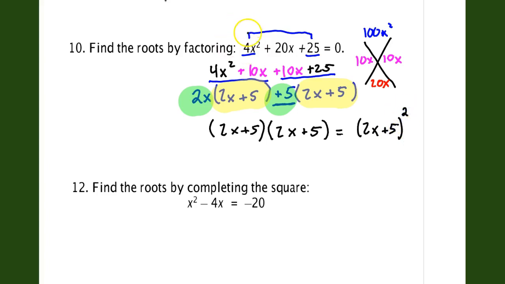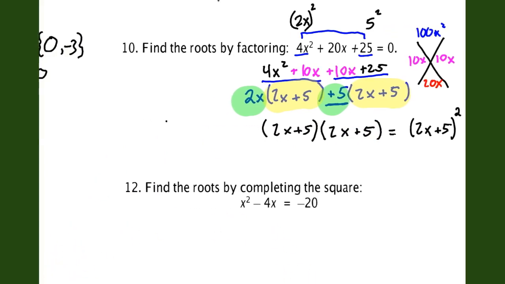If you can pick up earlier that the 4x squared is the same as 2x quantity to the second power, 2x times 2x is 4x squared, and that 25 is 5 squared, you can probably put together that the two binomials here are 2x plus 5 and 2x plus 5. So that's the shortcut.